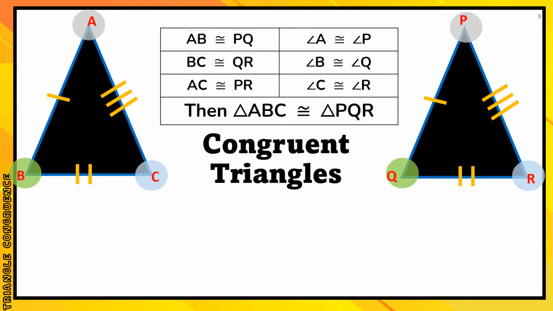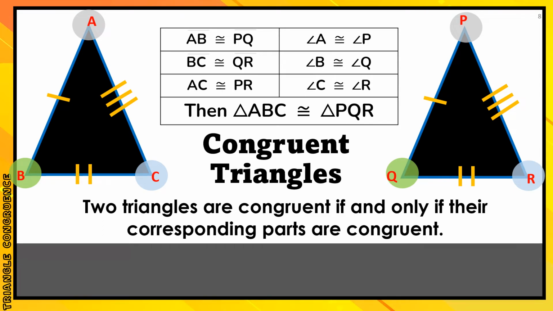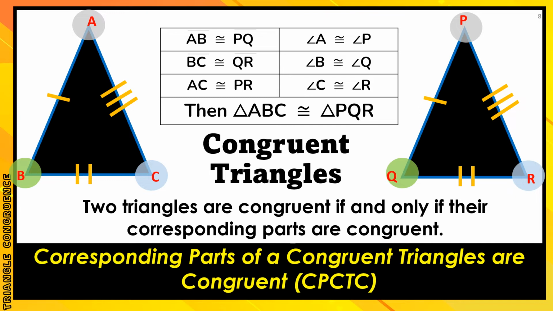Take note of the arrangement of the names or letters of the triangles. If the arrangement changes, it means it is a different triangle. As they say, two triangles are congruent if and only if their corresponding parts are congruent. This is the CPCT rule: corresponding parts of congruent triangles are congruent. CPCTC.